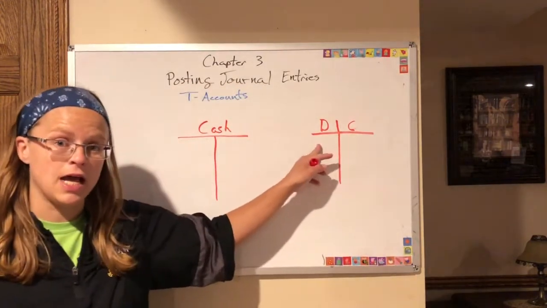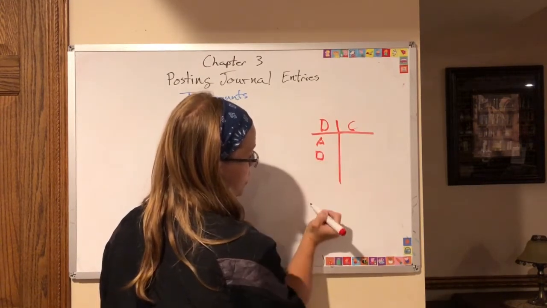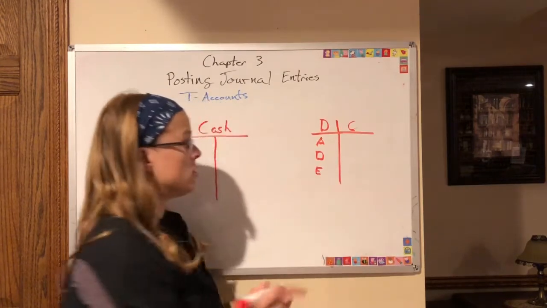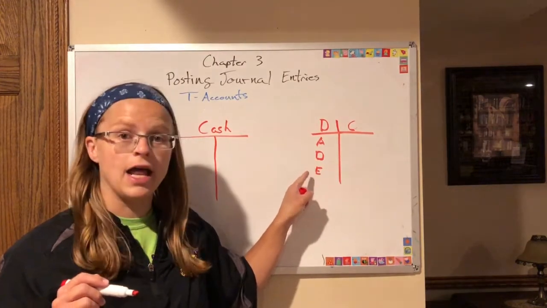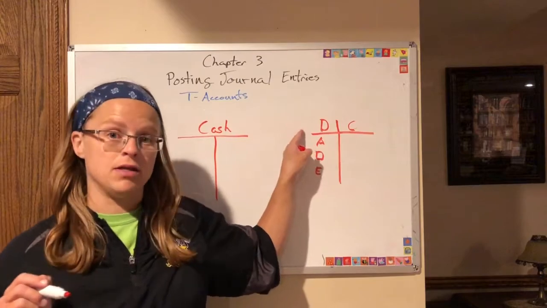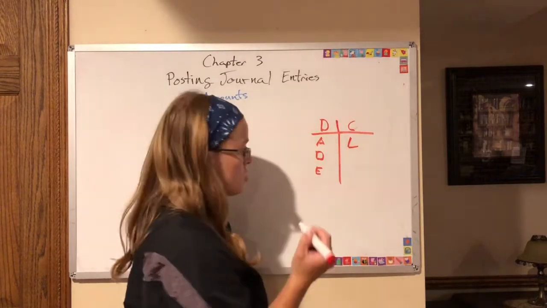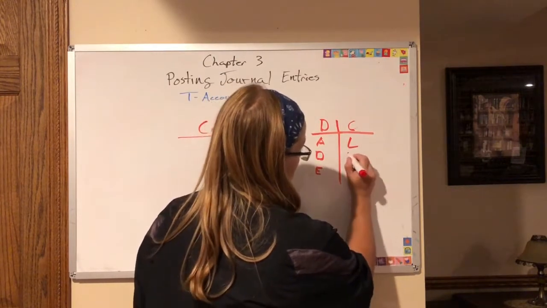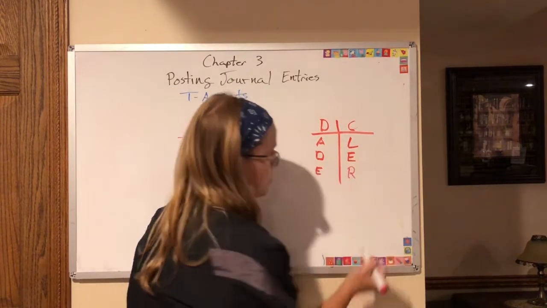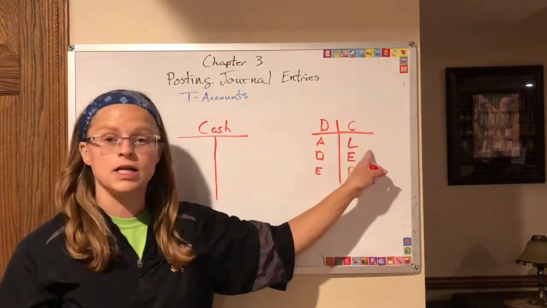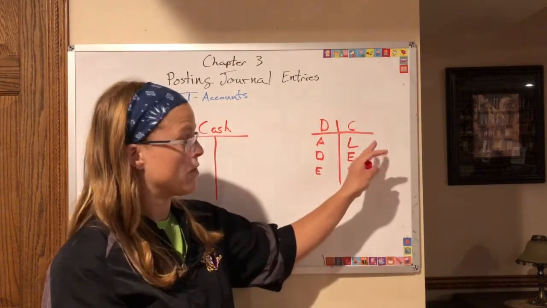and on the debit side we have assets, draw, and expense. In their positive form, assets, draw, and expenses will always be debits. Now on the credit side, we have liabilities, owner's equity or capital, and we have our revenue. So we have liabilities, equity, and revenue. In their positive form, they will always be credits, and they'll be on the right side.